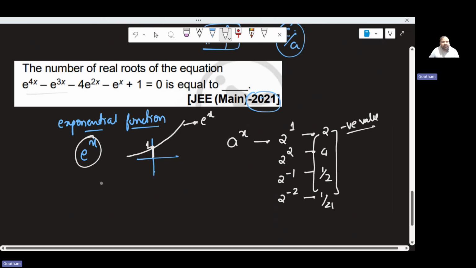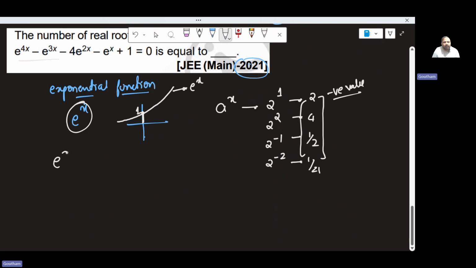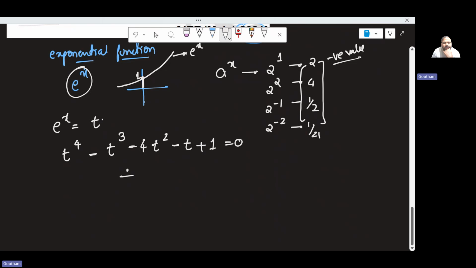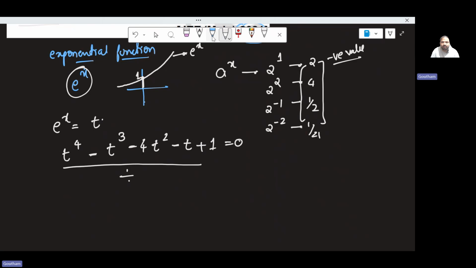Now, sir, let us try to take e power x as say some t. Look at this, sir. 2t raised to 4, है ना? t raised to 3 minus 4t square minus t plus 1 is equal to 0, right? Now let us try to divide this. How to recognize the pattern, right? See, what are the coefficients? We'll discuss all these hints, short tricks. देखिए, इधर 1 है coefficient, -1 है, -4 है, again -1 है, 1 है.